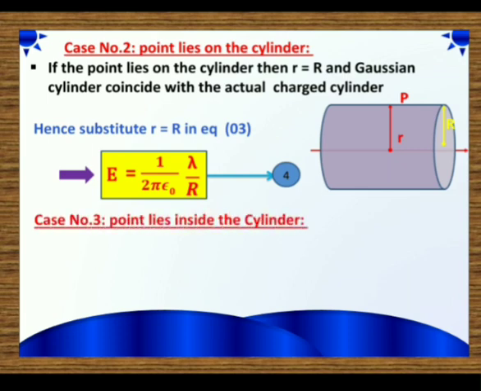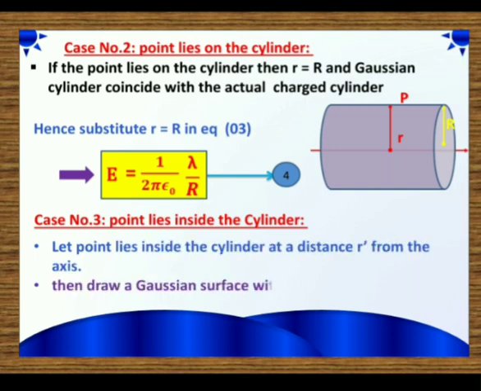Next, third one, case number 3. If my point lies inside the cylinder, what to do? Let the point lie inside the cylinder at a distance r prime. Now to apply Gauss law, what do I have to do? I have to draw a Gaussian surface.